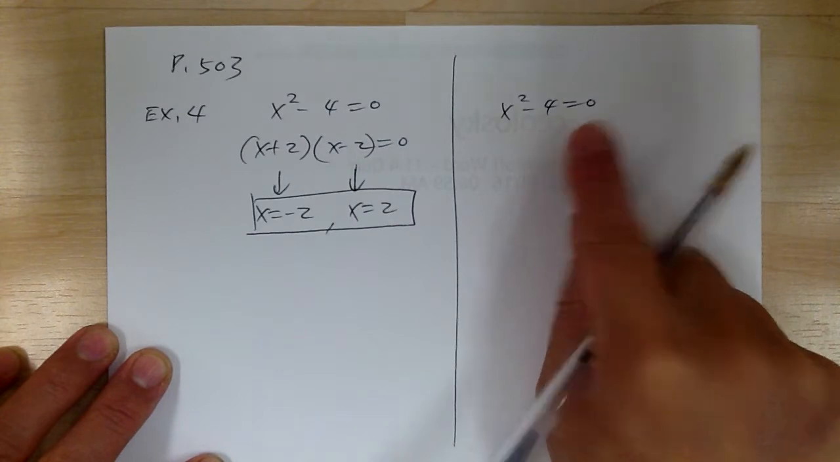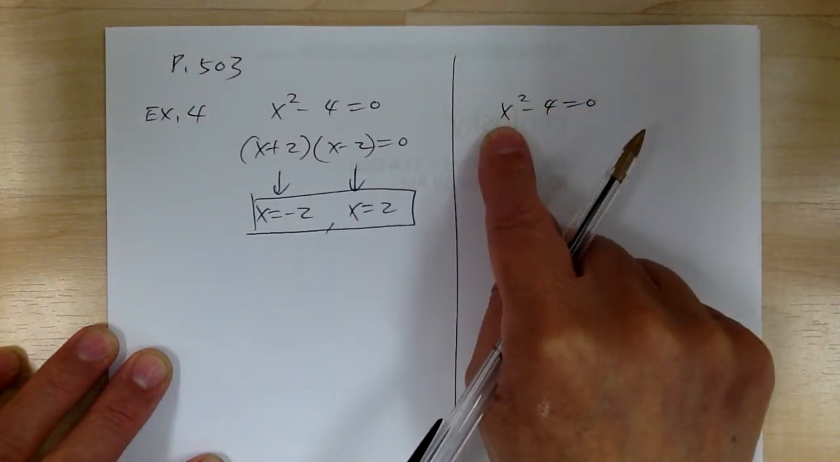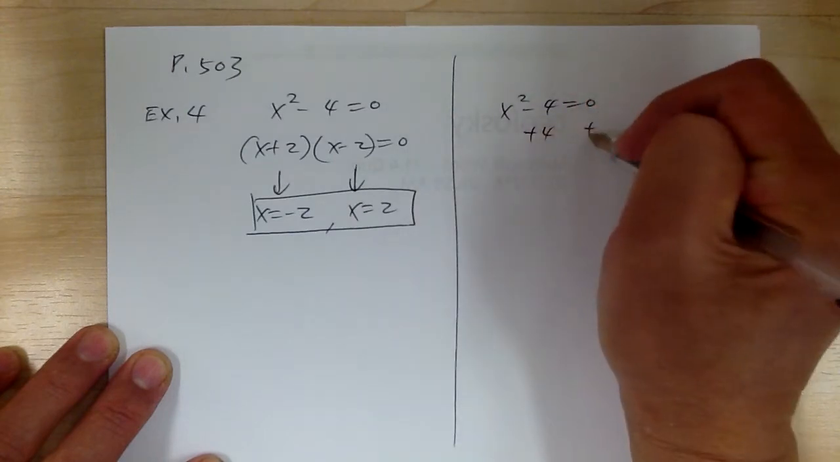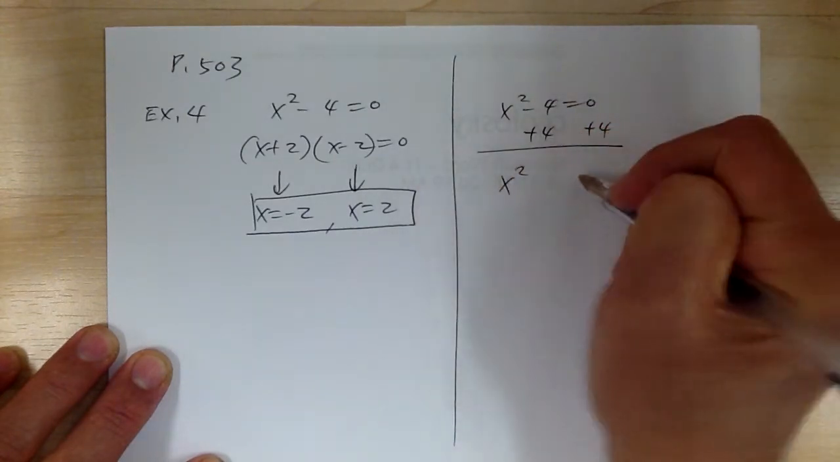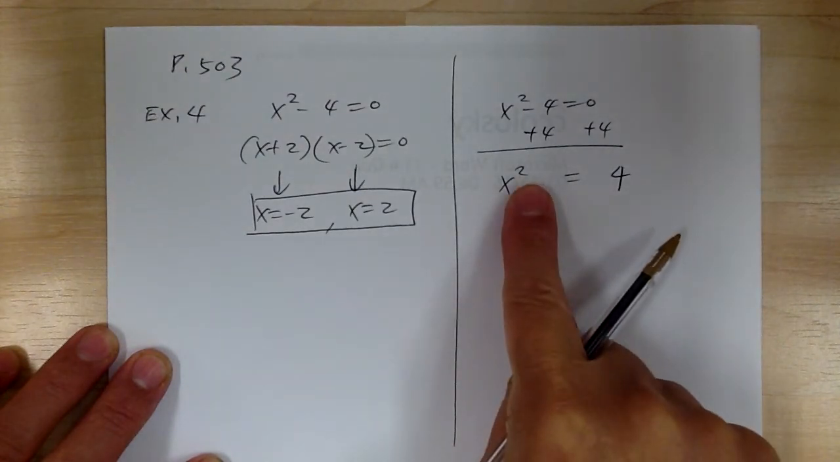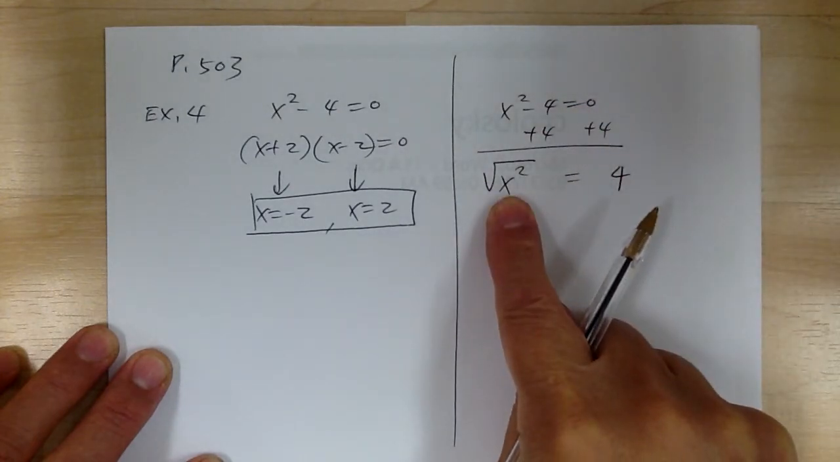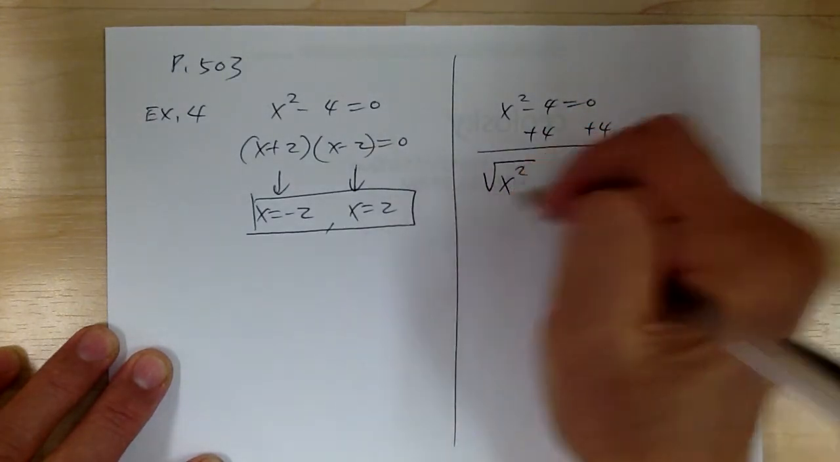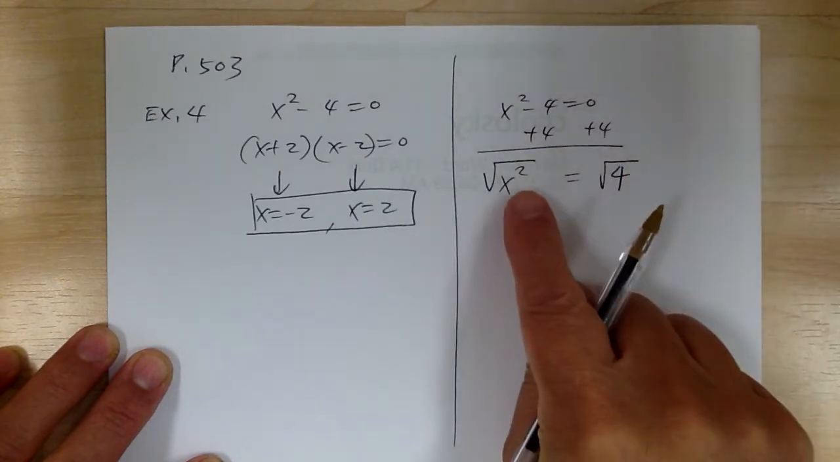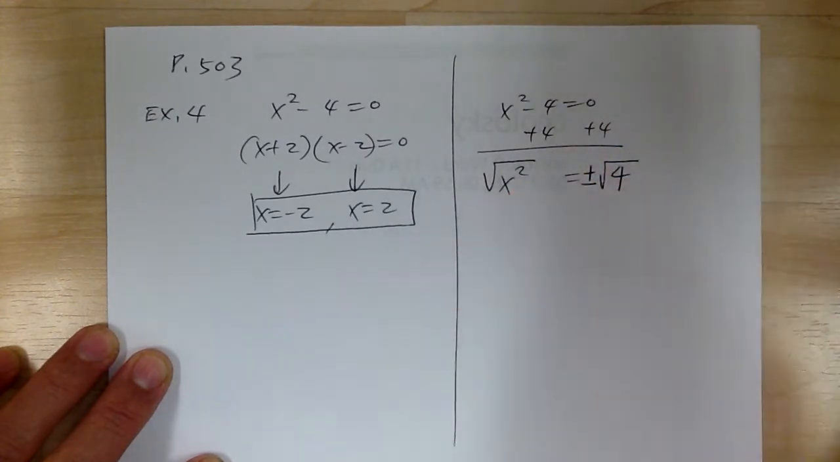Now, another method you can do is, if there's no b term, then that's a perfect square over here. So what you do is add 4 on both sides. So you get x squared equal to 4. And then after that, to undo the square, you take the square root on both sides. But when you take the square root of a variable, you need to have a plus or minus on the other side.